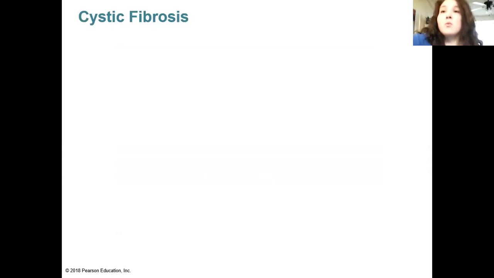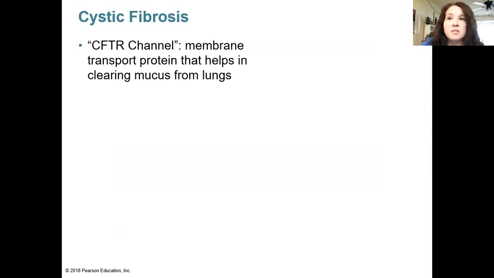We've talked about cystic fibrosis before, and it's a really great example of the importance of the sequence of DNA bases in a gene. Once a protein has been created, it can actually go and do stuff. For example, there is one gene in your body for a transport protein called the CFTR, and it creates a membrane transport protein, which, remember, those are the proteins that allow things in and out of cells. And this particular protein, the CFTR protein, assists in clearing mucus from the lungs.